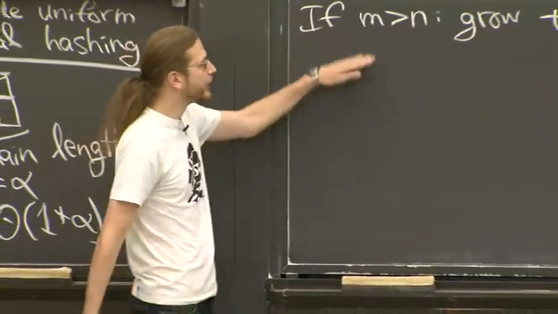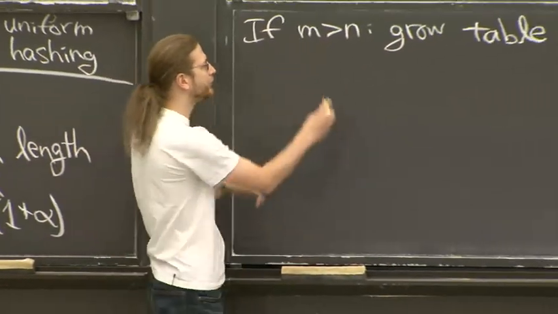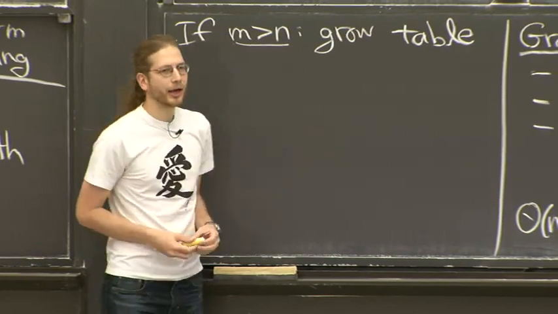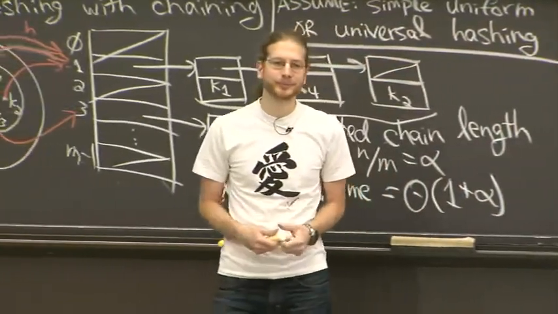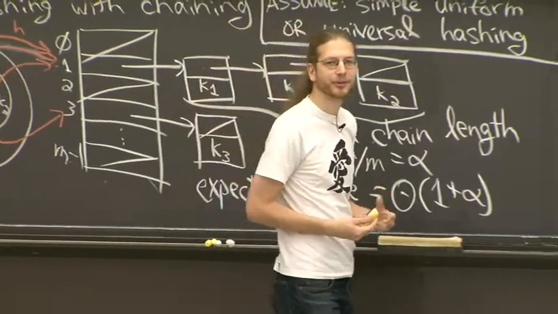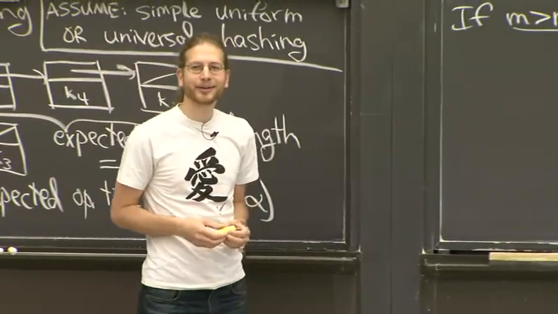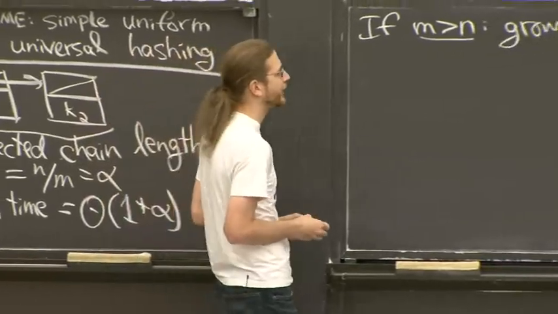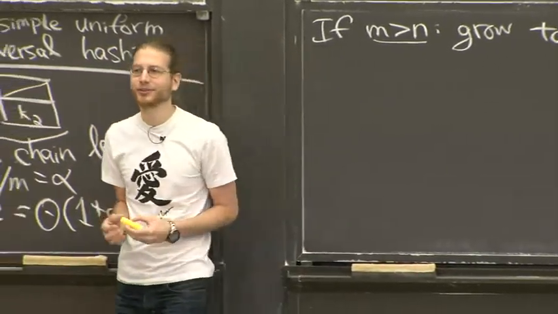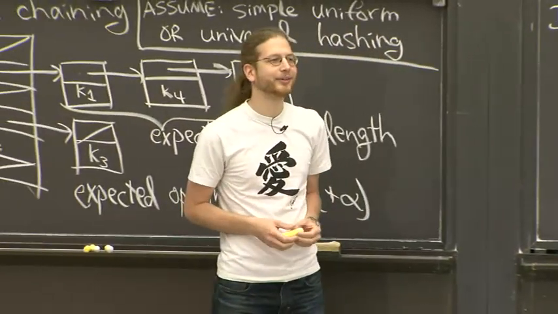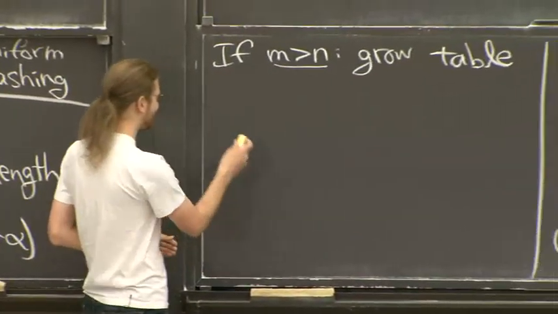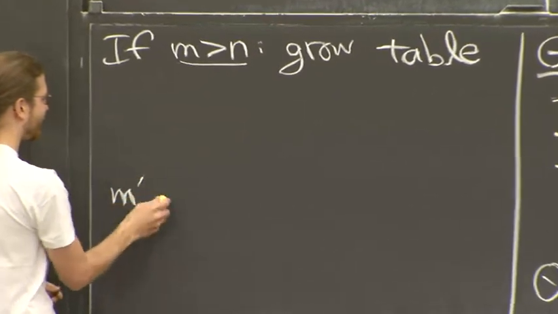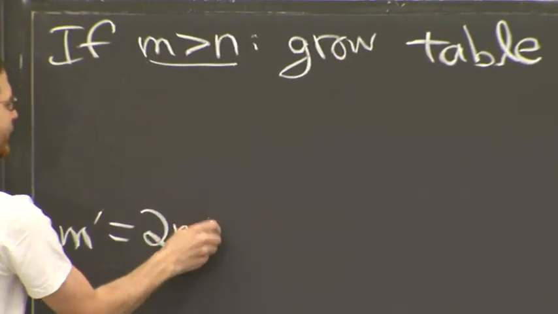So the question becomes, when we see that our table is too big, how much we need to make it bigger, but how much bigger? Suggestions? Yeah. 2x. Twice m. Good suggestion. Any other suggestions? 3x? OK. M prime equals 2m is the correct answer.